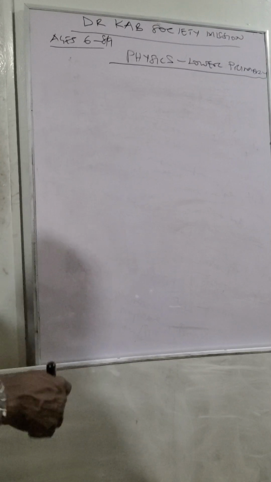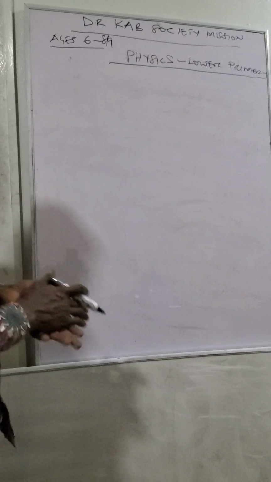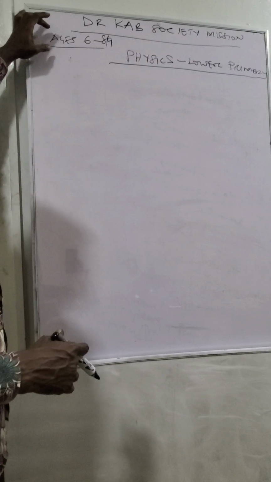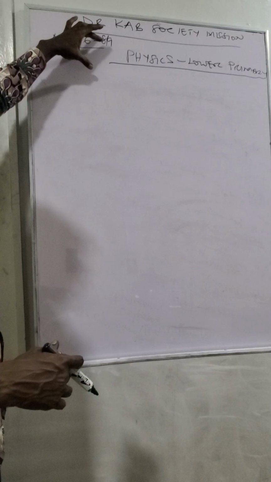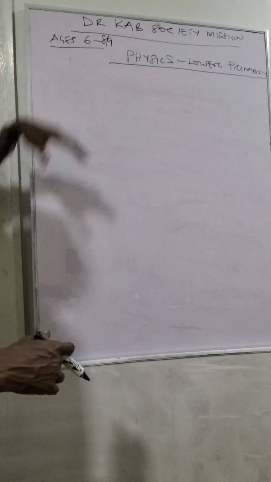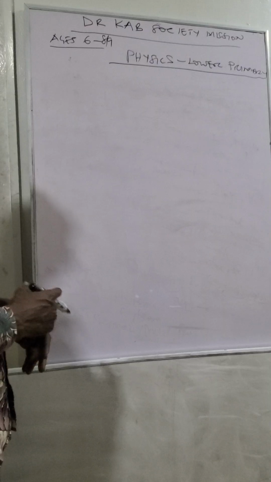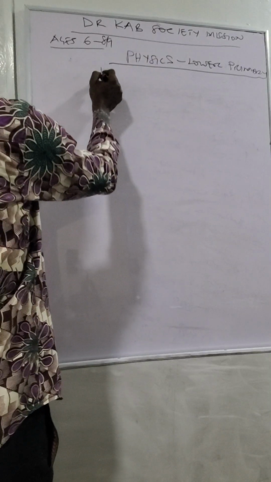Right, so we are now looking at physics for the lower primary, ages 6 to 8 or 9. So that is for the lower primary. The first topic we're looking at is motion.